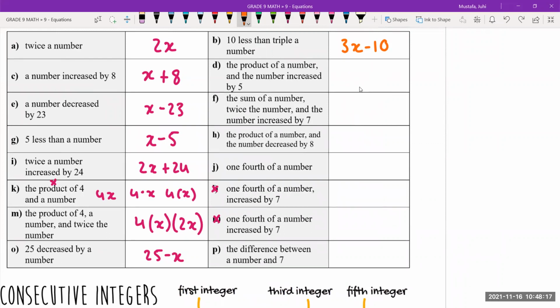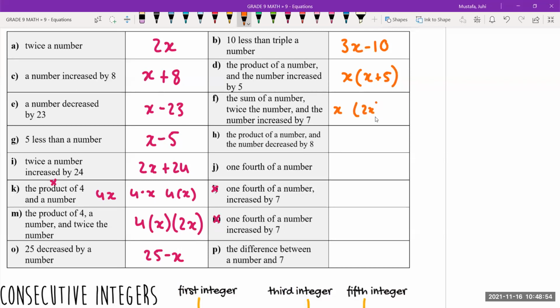Okay, good. So the number increased by 5 is definitely X plus 5, but we also have to talk about the product of a number and then the number increased by 5. So what am I going to put in the front over here? I'm going to just put the number X. Good. So this says the product of a number and then the number increased by 5. The sum, what does the word sum mean? Yeah. Total or adding, yeah. The sum of a number, twice the number, and the number increased by 7. We're going to keep all of these in brackets. So how do you think we're going to write it?